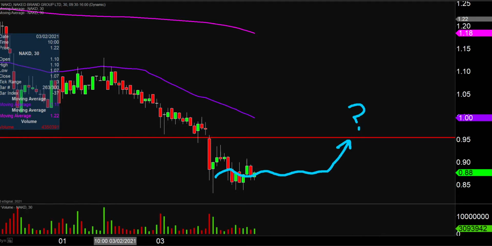And then if the price can push up through that level, next key area to watch would be that purple line right there, the 50-period moving average, currently valued right up there at the dollar mark. But again, don't want to get too far ahead of yourself. Let's just first see if the price can even get up through that 95-cent mark.